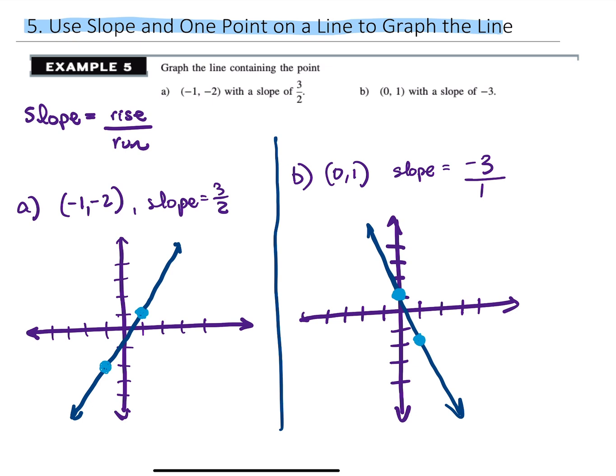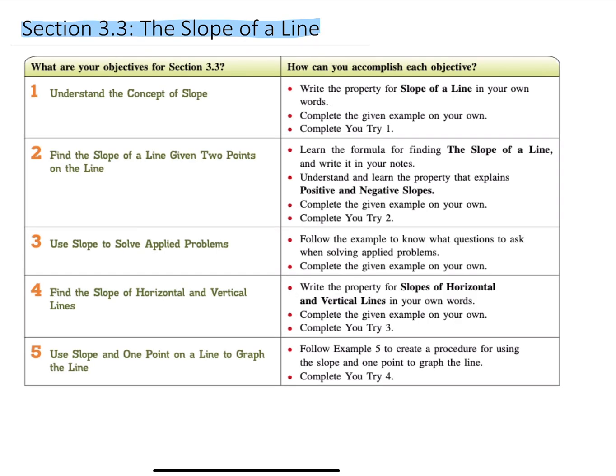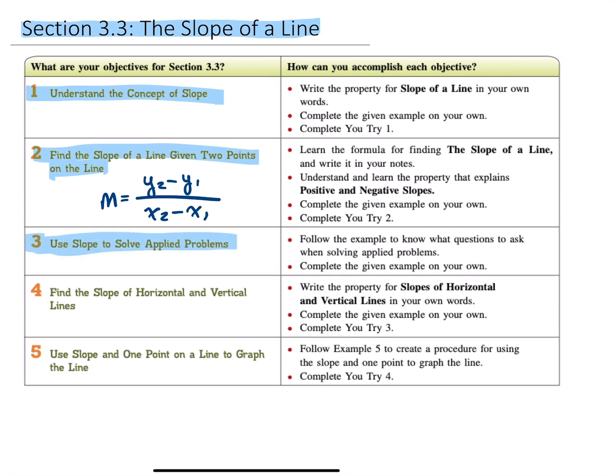All right, that's it for this section. So we talked about what slope is conceptually, how to find slope given 2 points on the line, and again, that was our formula, y2 minus y1 over x2 minus x1. We saw some application, and that gave us this idea of slope as a rate of change over time. We discussed horizontal and vertical lines. Horizontal lines have a 0 slope, vertical lines are undefined. And then we used slope and a point to plot a line.